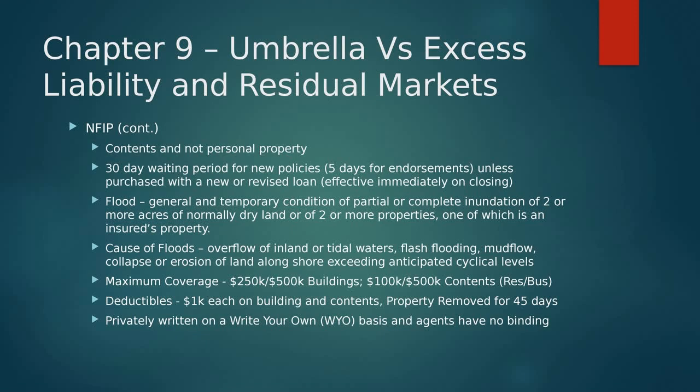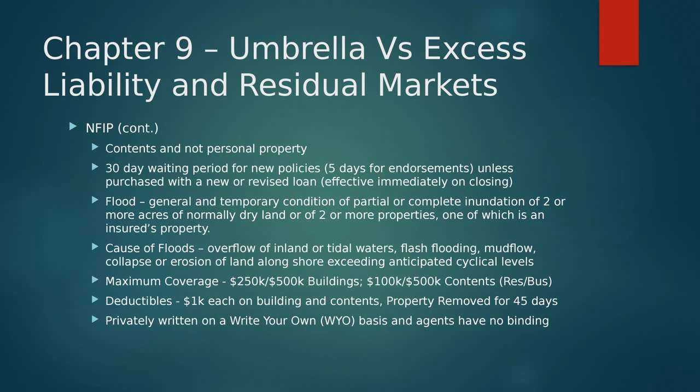Flood is defined by the NFIP as a general and temporary condition of partial or complete inundation of 2 or more acres of normally dry land, or of 2 or more properties, one of which is the insured's property. Now, some causes of floods that you'll find out there: you can have overflow of inland and tidal waters, you can have flash flooding, you can have mud flow, or you can have this unusual one called collapse or erosion of land along the shore exceeding anticipated cyclical levels. The key on the test on this would be exceeding anticipated cyclical levels.